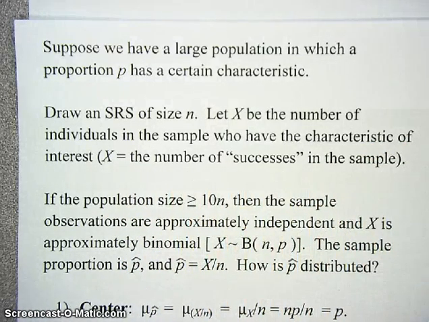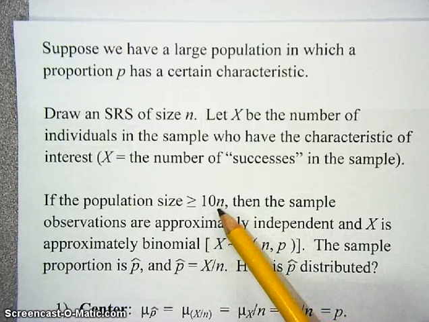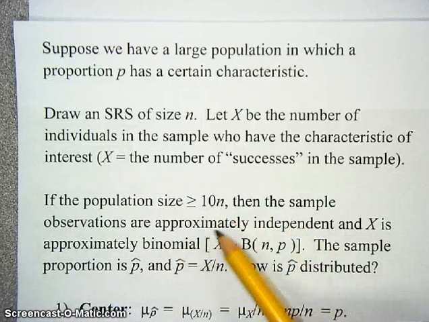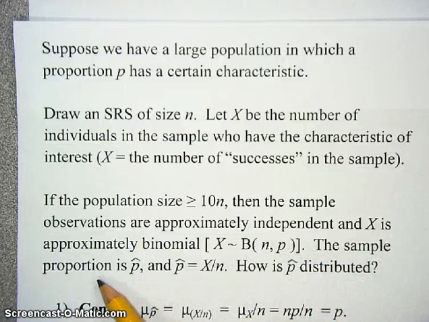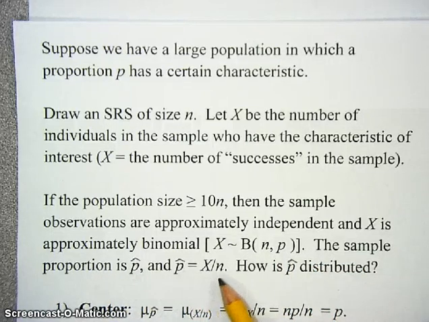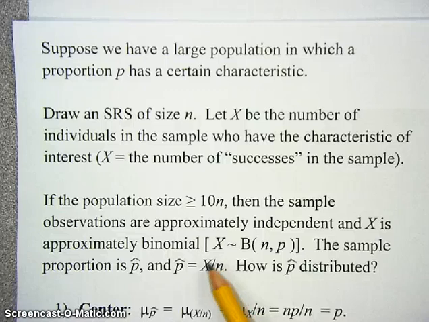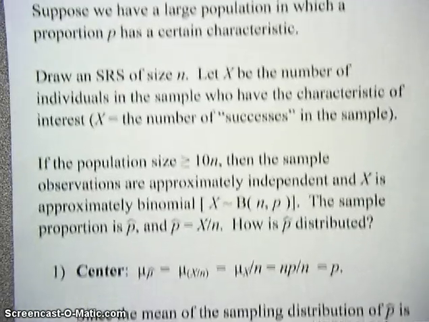Now, if the population is greater than 10 times the sample size, then the sample observations are approximately independent, and x is approximately binomial. It'll have a binomial distribution with parameters n and p. The sample proportion that has the characteristic is p hat, and p hat is simply x divided by n. It's the number of successes in the sample divided by the sample size. We want to know how this p hat is distributed in terms of its center, its spread, and its shape.